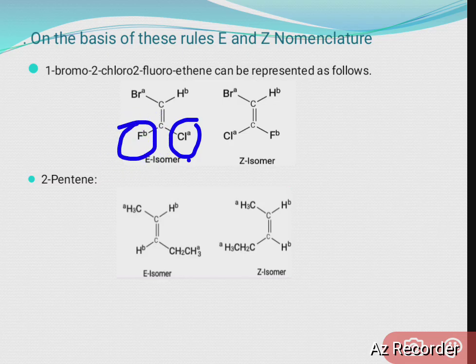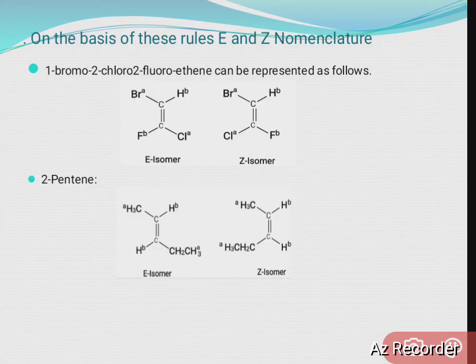Hence, chlorine gets the highest priority. Hence, it is represented as A, and fluorine gets the least priority. Hence, it is represented as B. Okay. Next, see here, what do we have to do next? We have to consider where the highest priority groups are present.